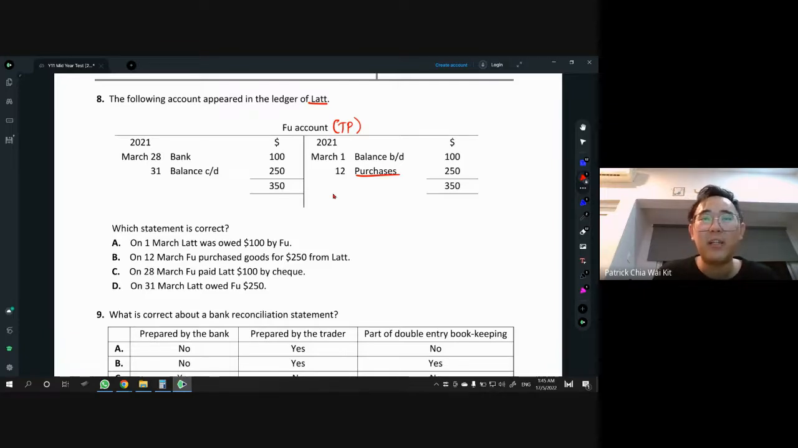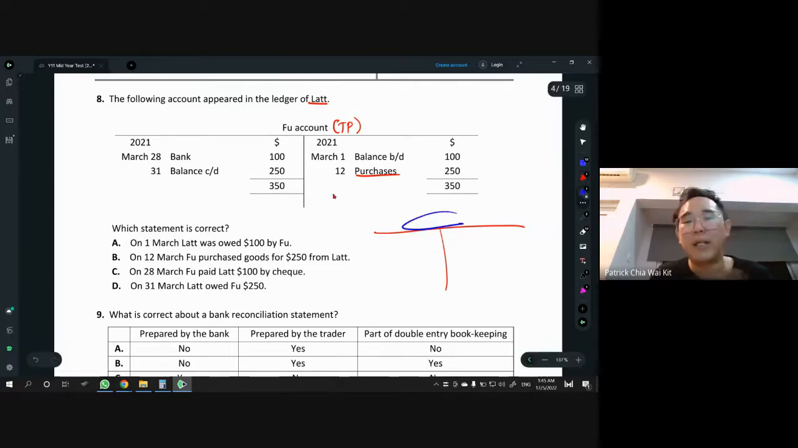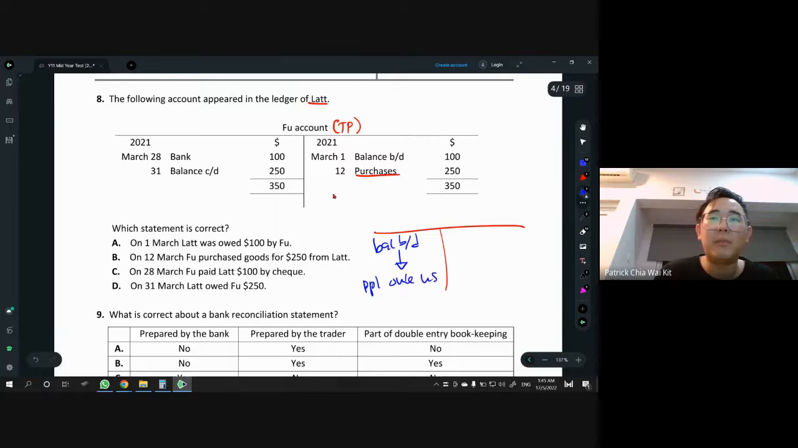Is that the correct thing? No, because if people owe us, then the balance BD is supposed to be on the left side. So you can remember this: in all T accounts, regardless of what account they are, balance BD on the left side means people owe us. Remember this. It always means people owe us if the BD is on the left side, or an asset technically, things that we own. Yep, this is actually an asset.